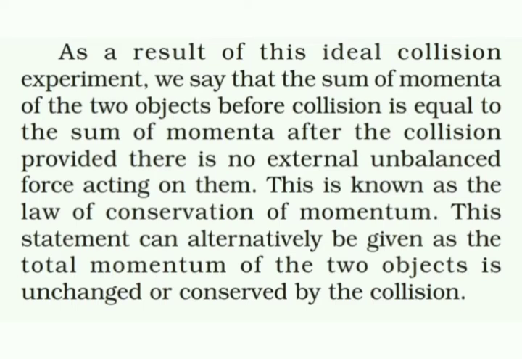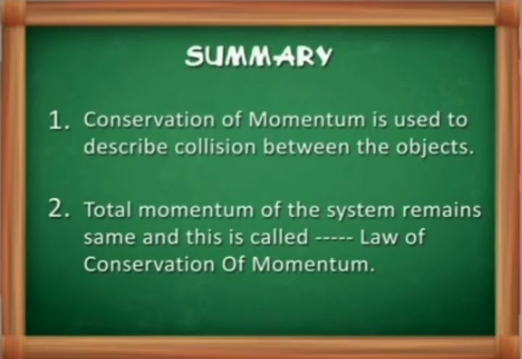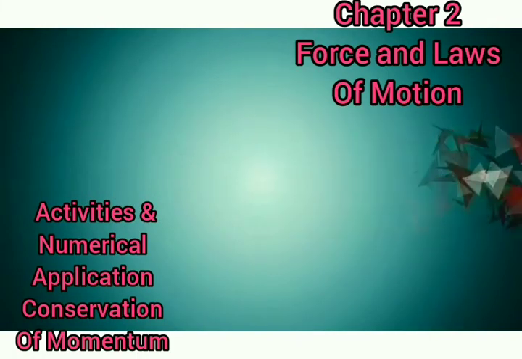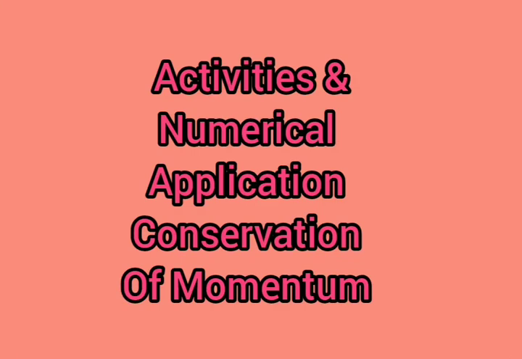This statement can alternatively be given as: the total momentum of the two objects is unchanged, or conserved, by the collision. Summary: conservation of momentum is used to describe collision between objects. The total momentum of the system remains the same, and this is called the law of conservation of momentum. Activities and numerical application of conservation of momentum.